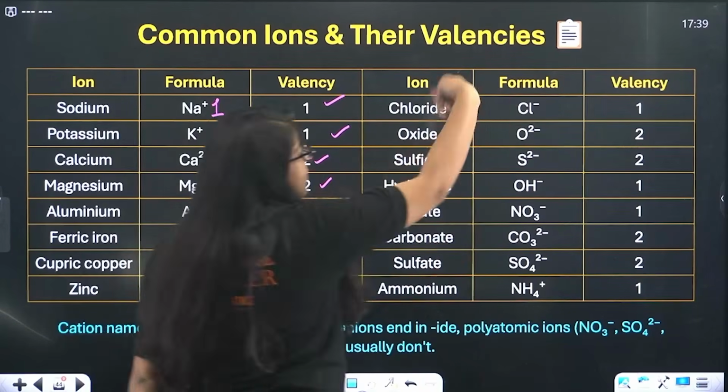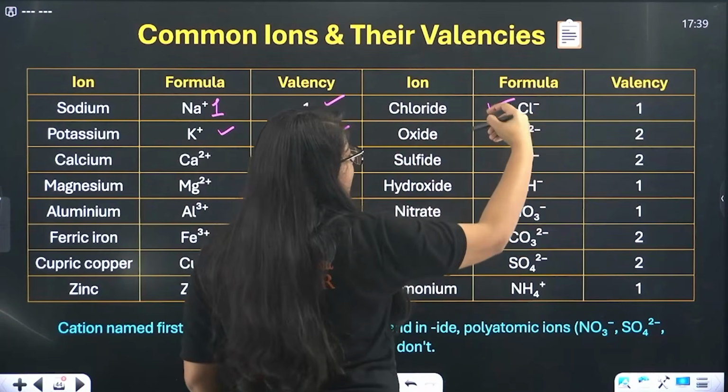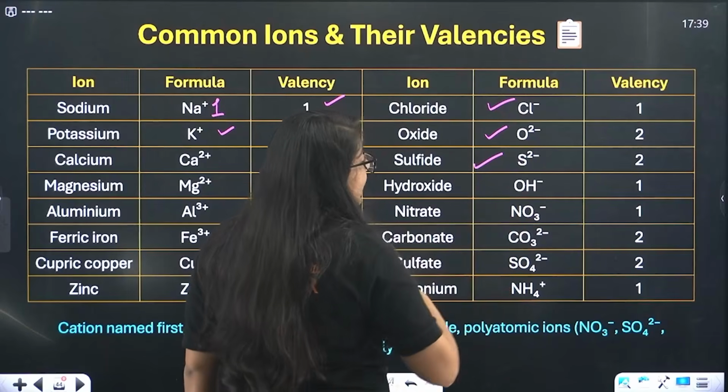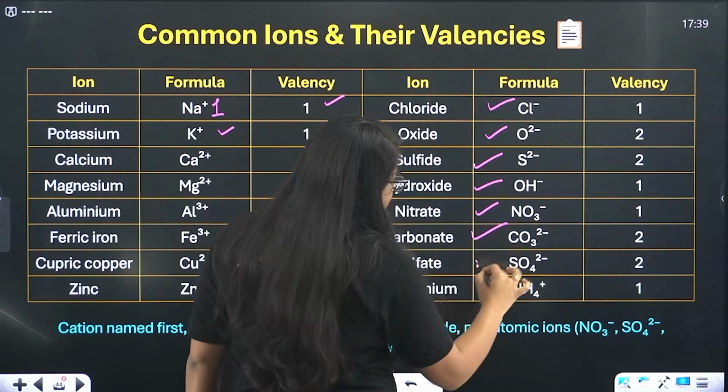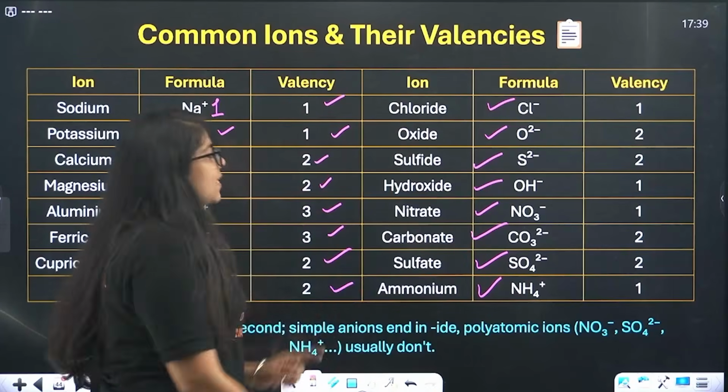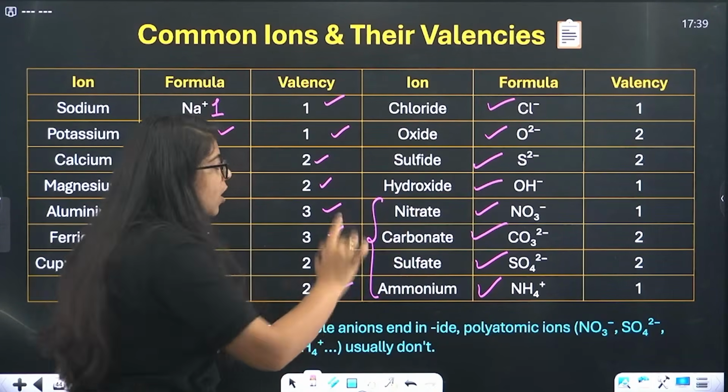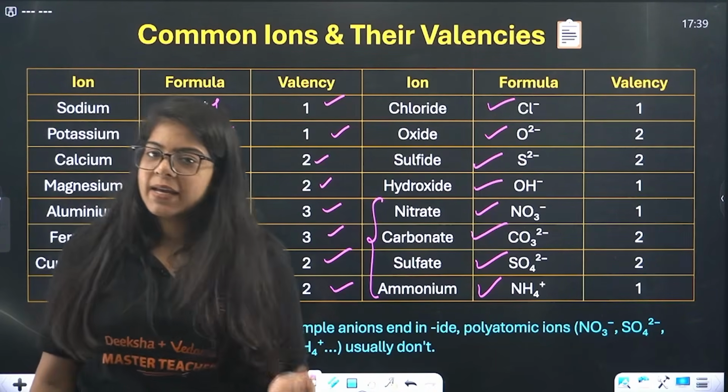Chlorine negative needs 1 electron, O2 negative needs 2 electrons, OH negative, NO3 negative, CO3 2 negative, SO4 2 negative, NH4 positive. These are some of the things you have to remember for now, because these are some higher class work.